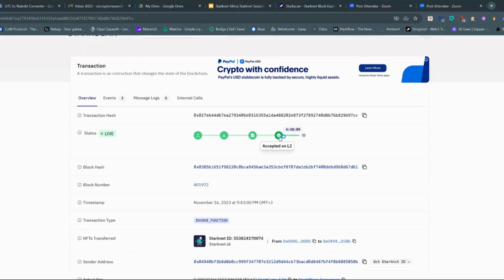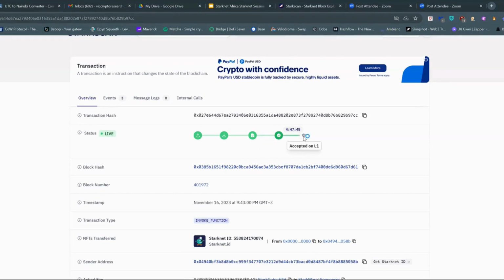So accepted on layer 2, this is the point that you arrive at once a transaction has actually been validated and has been added to a block, the block which is going to be submitted later to the proof, as we saw in the earlier diagram.